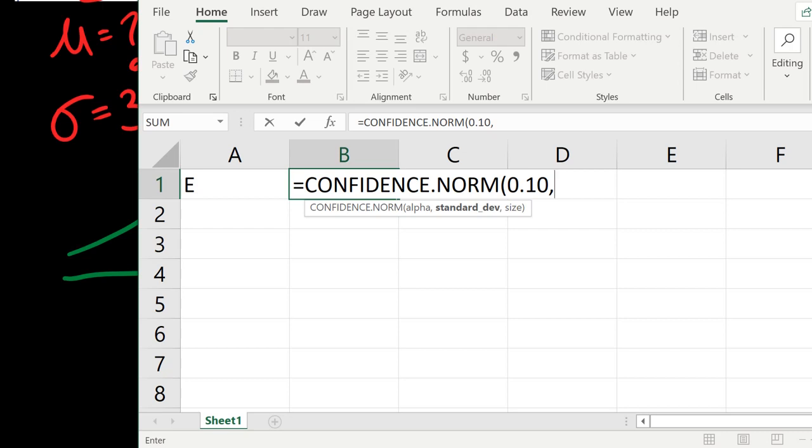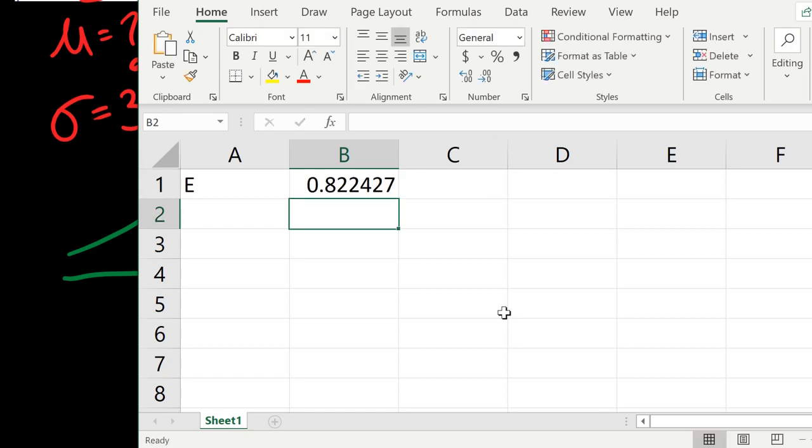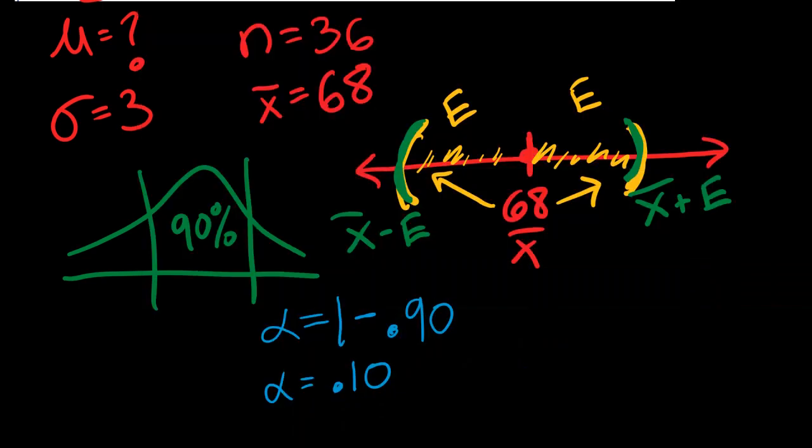That brings you to the next piece, the standard deviation. The standard deviation is the population standard deviation. They told us it's 3, so I'll type that and then a comma. And then size. Size is the sample size. How many people did we sample? 36 people. Close parentheses and then press enter on your keyboard. 0.822. So I now know E.